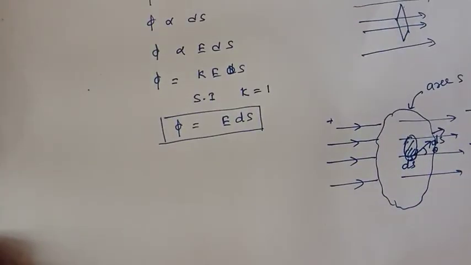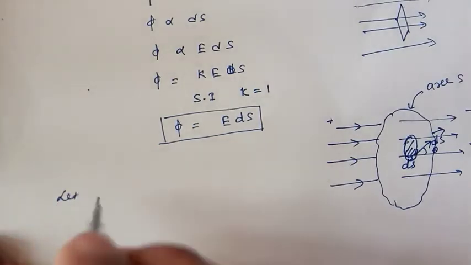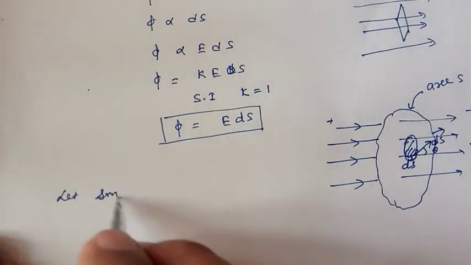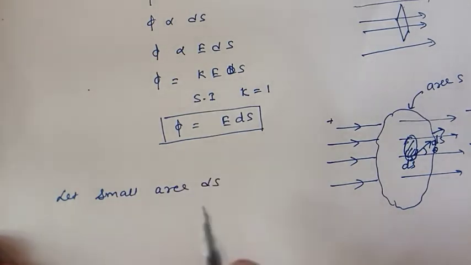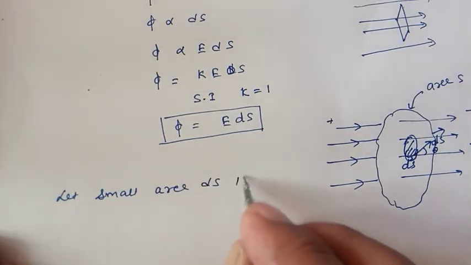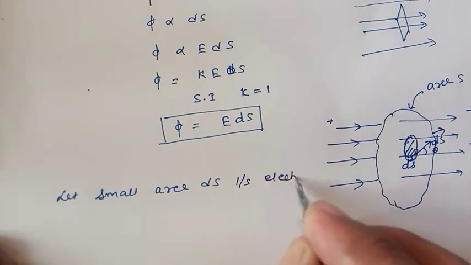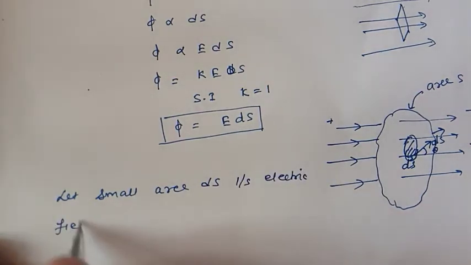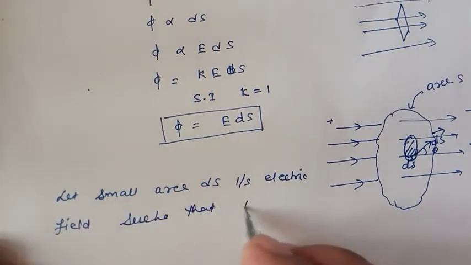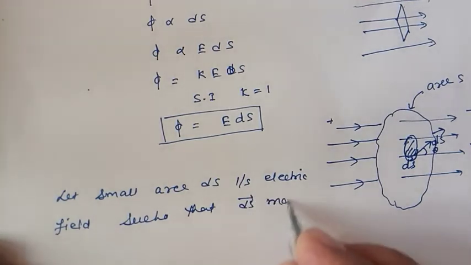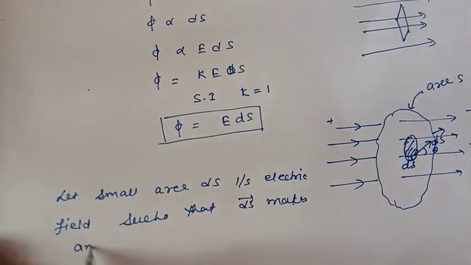So what you have to write? Let a small area ds inside electric field, such that area vector ds makes angle theta with electric field.